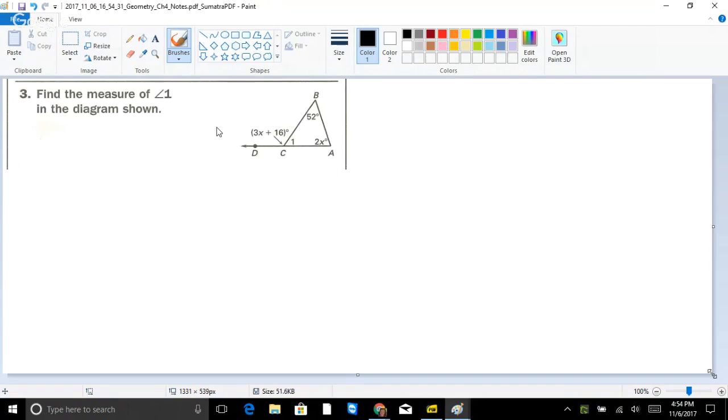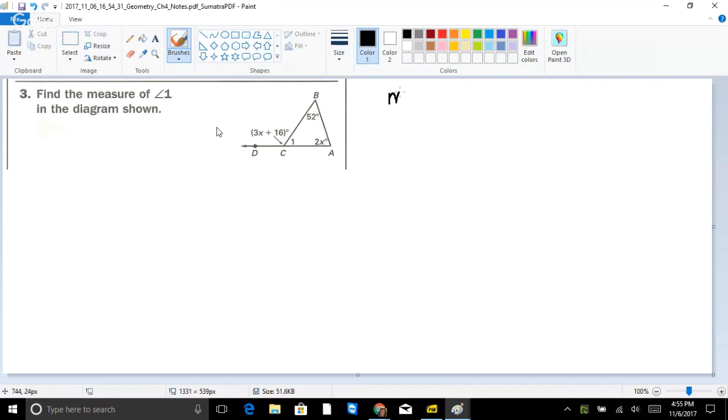All right, so we know a couple things, right? We know that A is 2x, B is 52 degrees. We don't know angle 1, that's what we're trying to find. And we know the exterior angle to angle 1 is 3x plus 16. So based off of what we know so far, we have a couple of different things that we can write. Let's just write all of the different equations that we know.